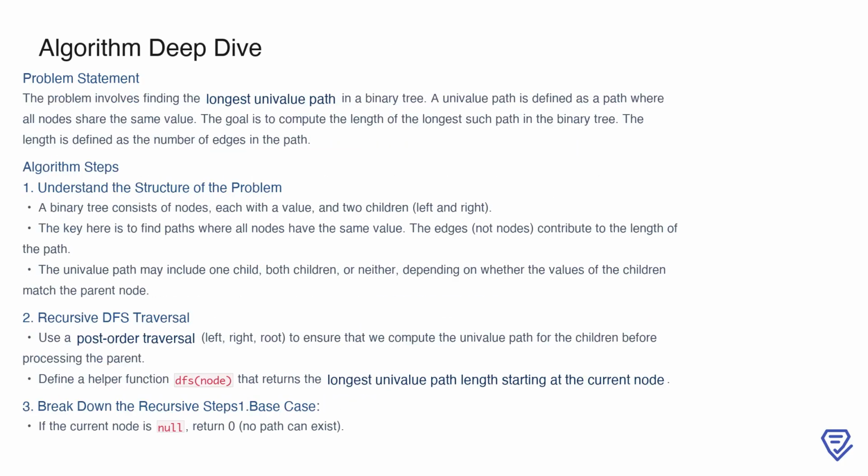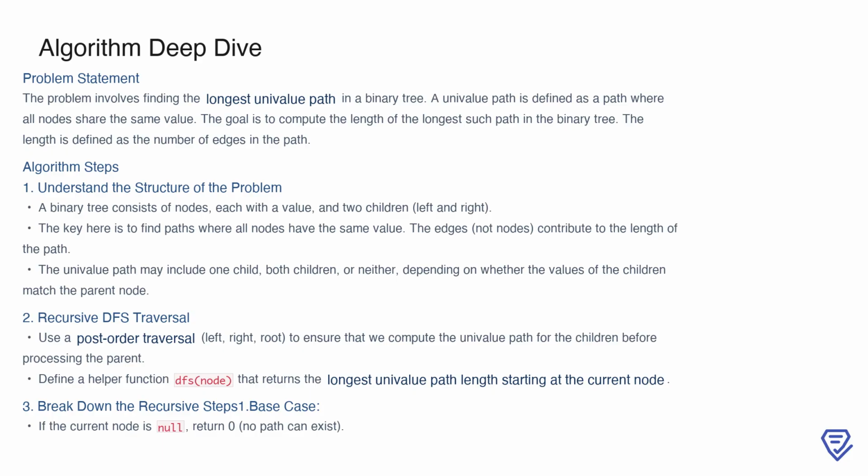This problem asks us to find the longest univalue path in a binary tree, where a univalue path is defined as a sequence of connected nodes that all share the same value. The length of this path is measured by the number of edges between the nodes.